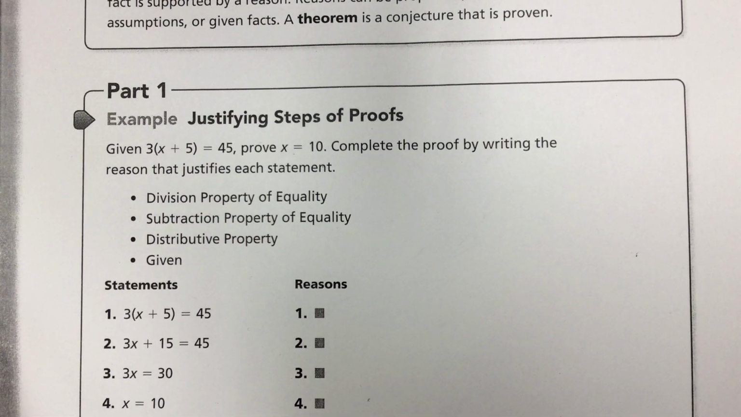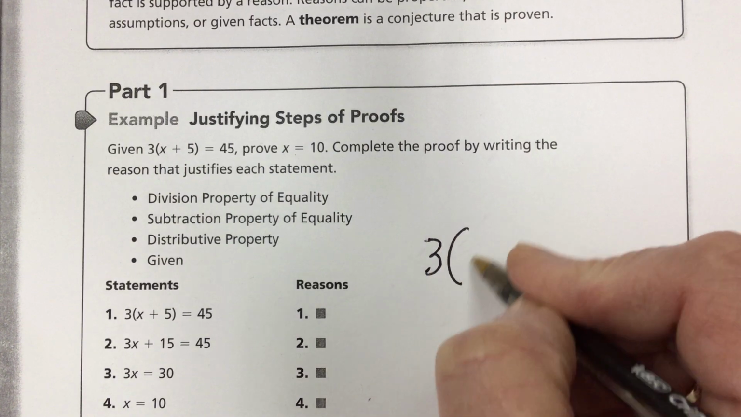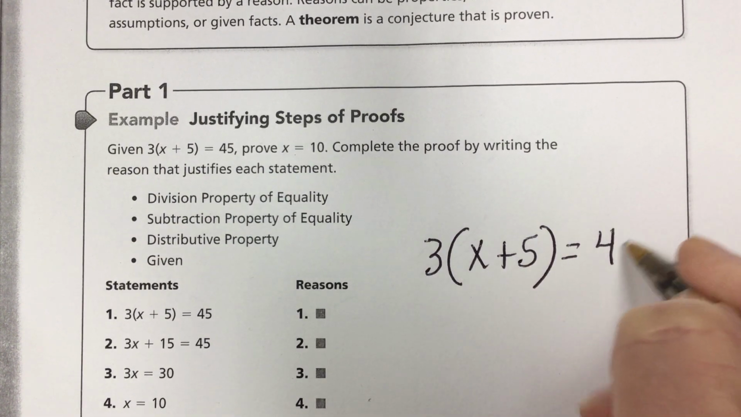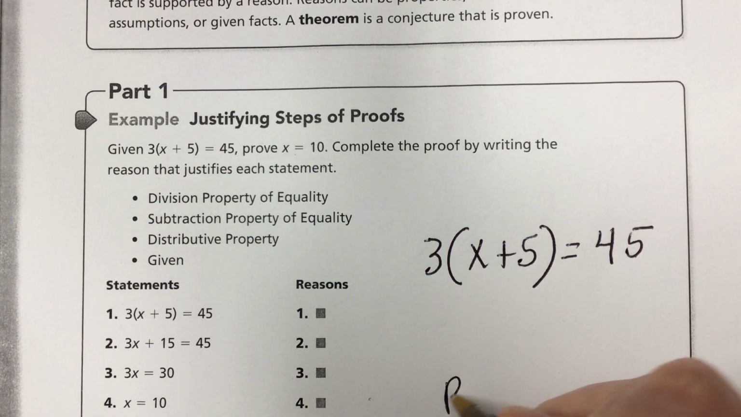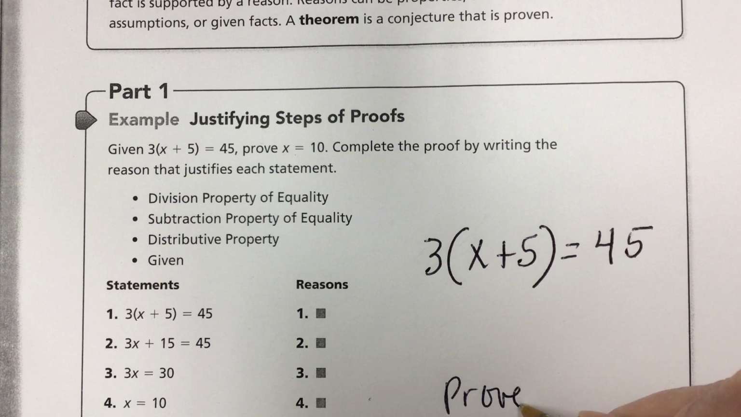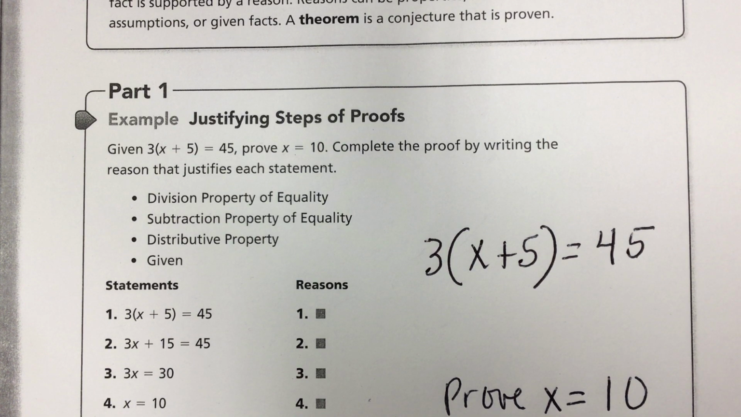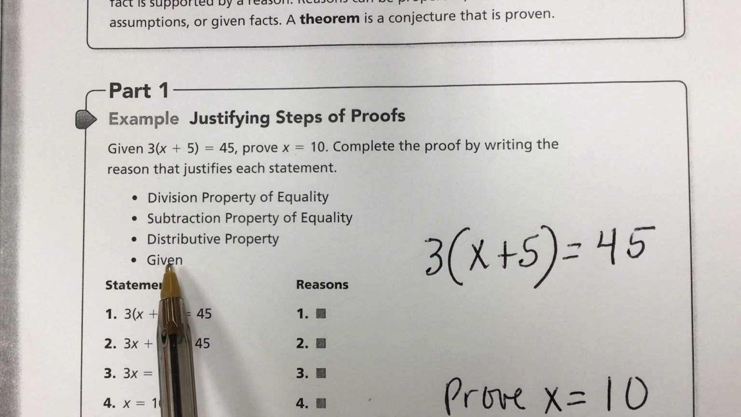Here we have part 1. You are given that 3(x + 5) = 45. We are to prove that x = 10. Complete the proof by writing the reasons that justify each statement. They have given us choices to choose from.